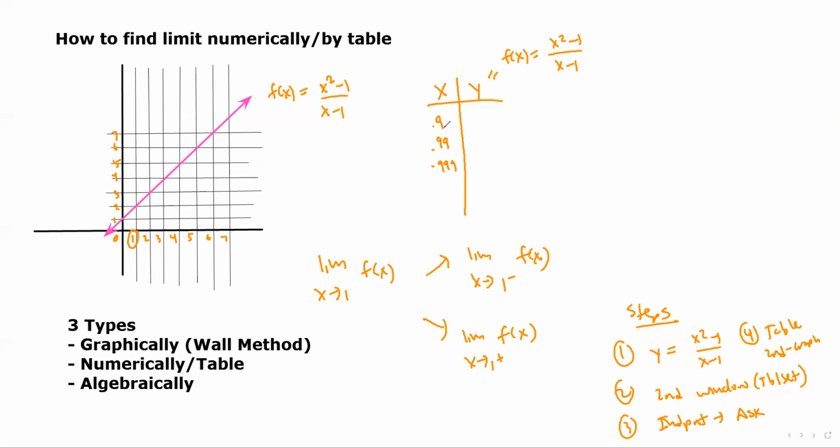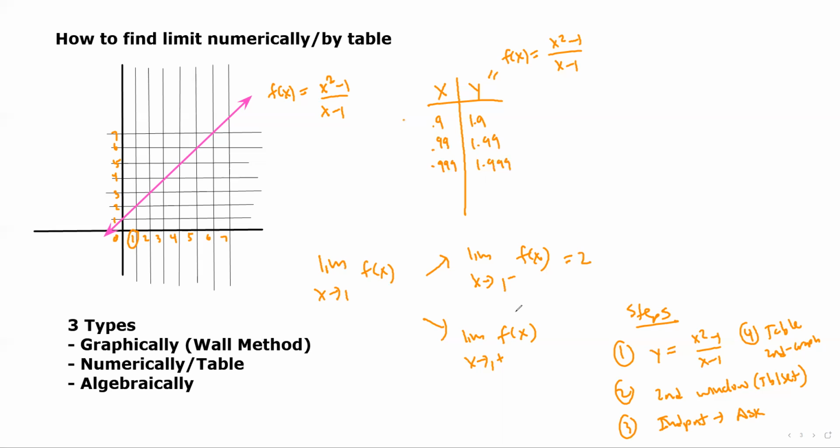When I enter 0.9, it spits out 1.9. When I enter 0.99, it gives me 1.99. When I enter 0.999, it gives me 1.999. So it appears that as x approaches 1 from the left side, y is getting closer and closer to 2. So we would write down 2 here.